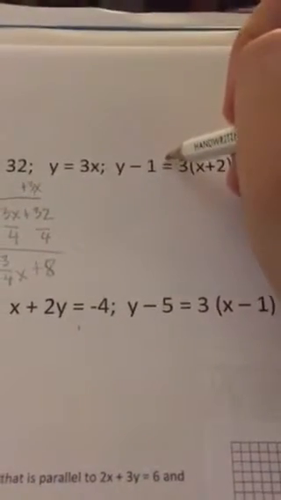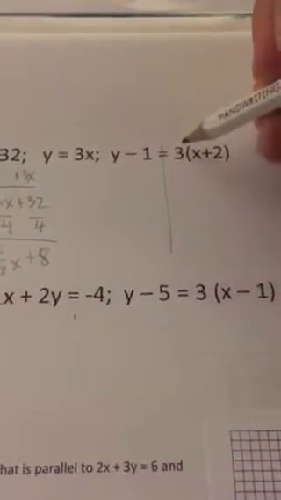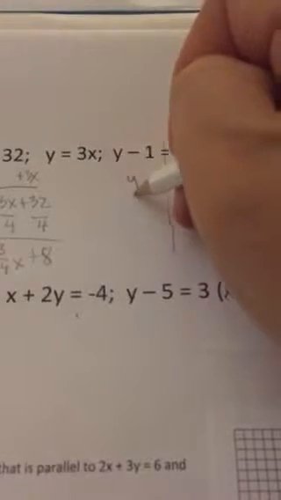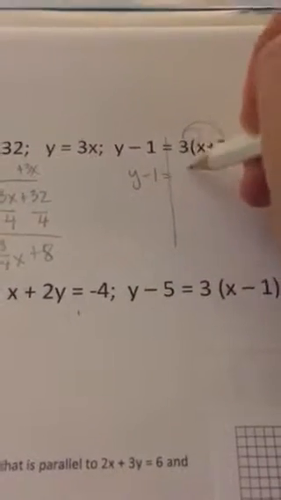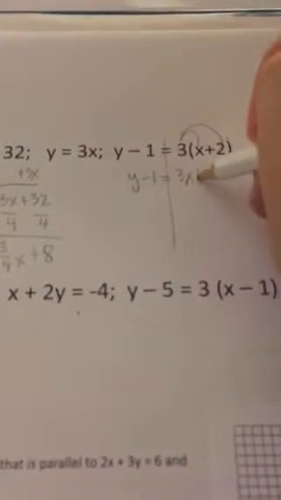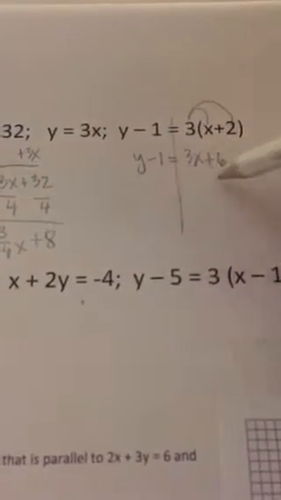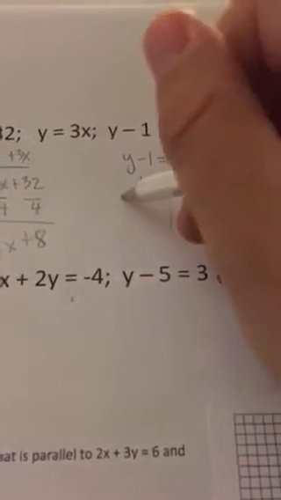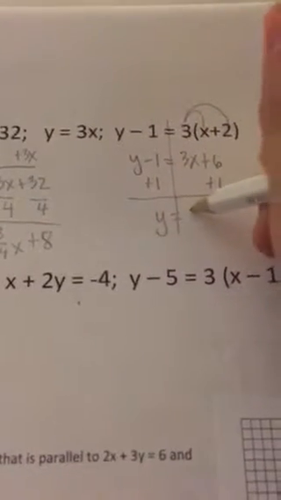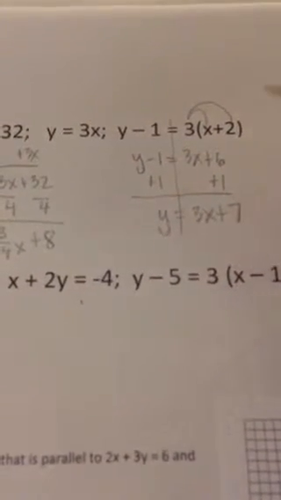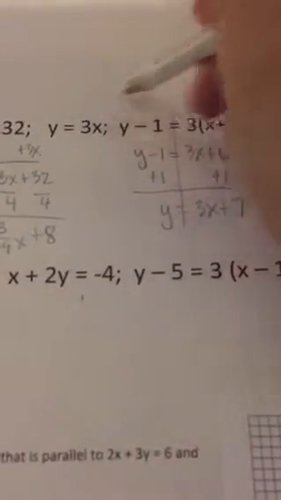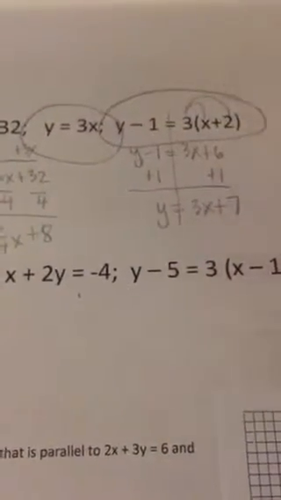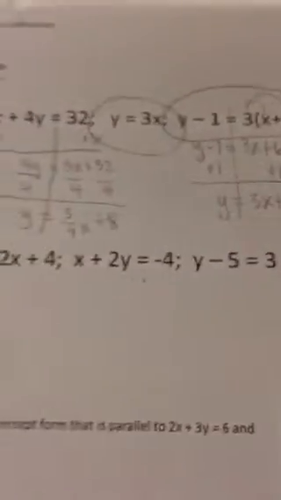And then on this last one, there's some work I have to do before I can judge. So right here, I'm going to have to use the distributive property and distribute the 3. So I'm going to have y minus 1 equals 3 times x is 3x, 3 times 2 is 6. So that looks a little bit better, but I still have to take this negative 1 over, so I'm going to add 1 to both sides. So I would have y equals 3x plus 7. So this one also has a slope of 3. So these two lines are parallel to each other, because they both have a slope of 3.